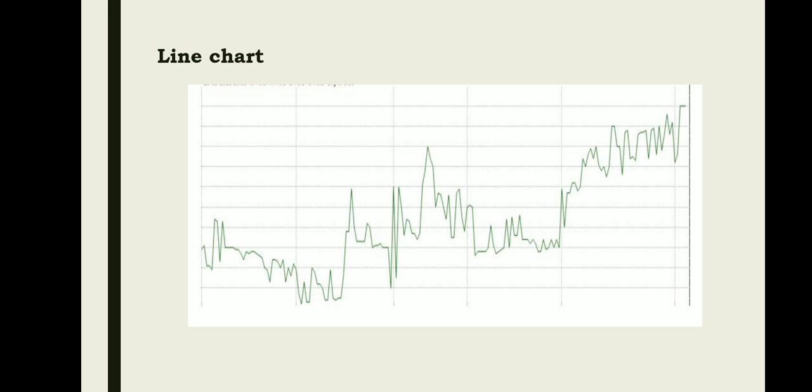This is a line chart. Here we can see a single line which represents the closing prices of the stocks. By looking at this chart, an investor can see the trend. Here we can see an upward trend.